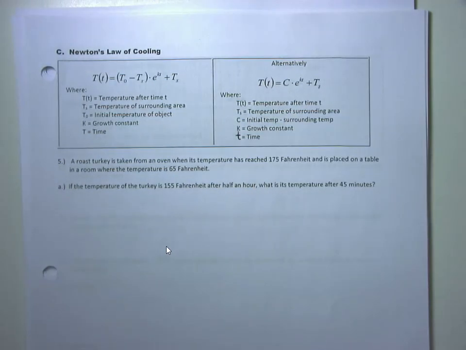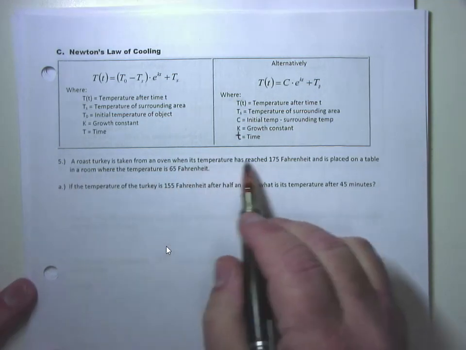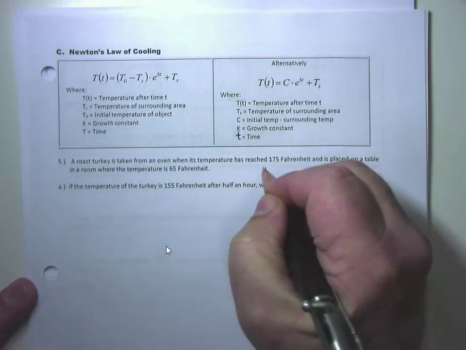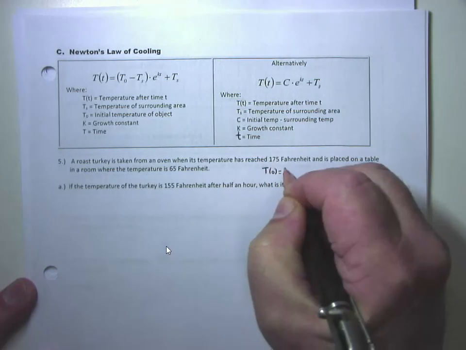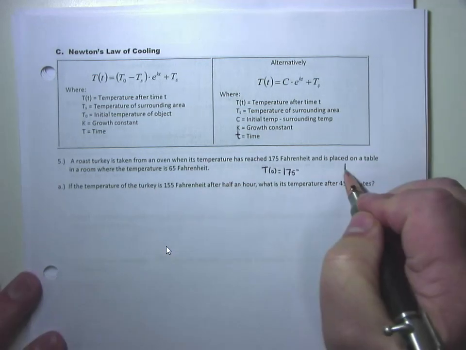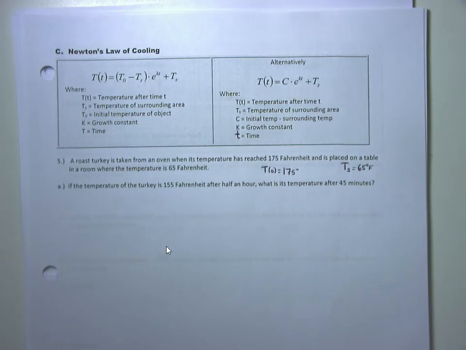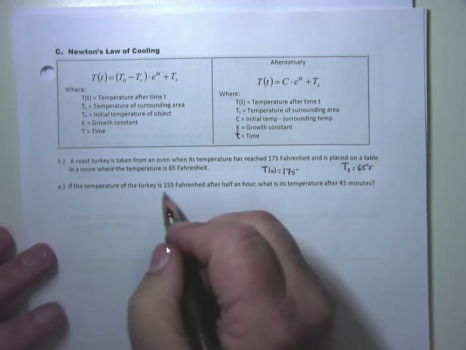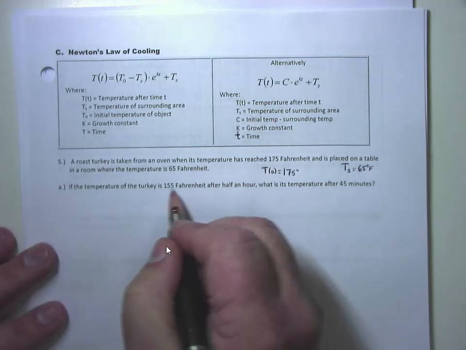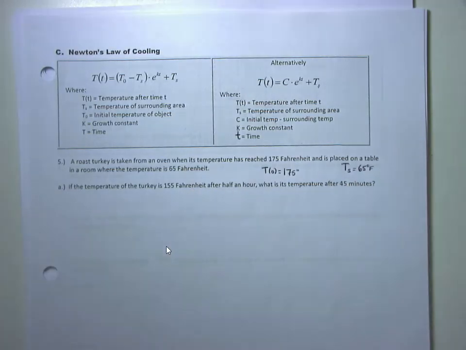So, as you read these problems, let's pull this thing off. A roast turkey is taken from an oven when the temperature has reached 175 degrees Fahrenheit. That is my initial temperature. T of 0 is 175 degrees. And it is placed on a table where the room temperature, that would be the surrounding temperature, is 65 degrees Fahrenheit. If the temperature of the turkey is 155 degrees Fahrenheit after half an hour, what's the temperature after 45 minutes?